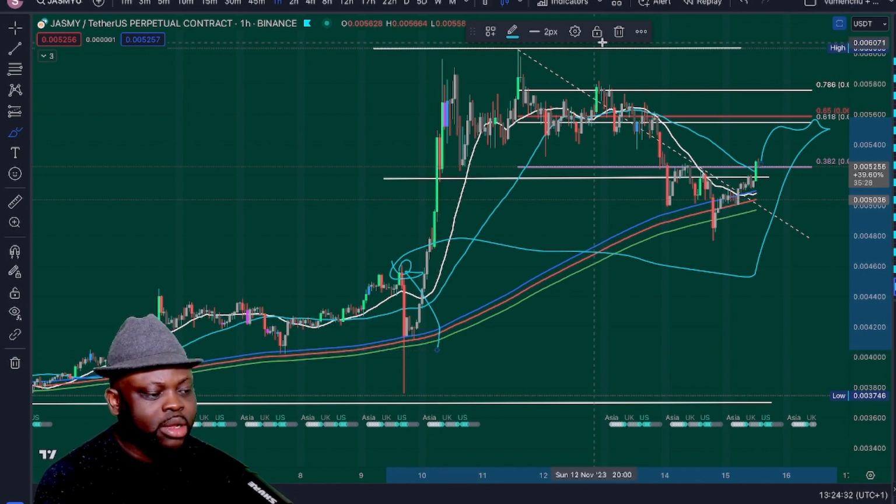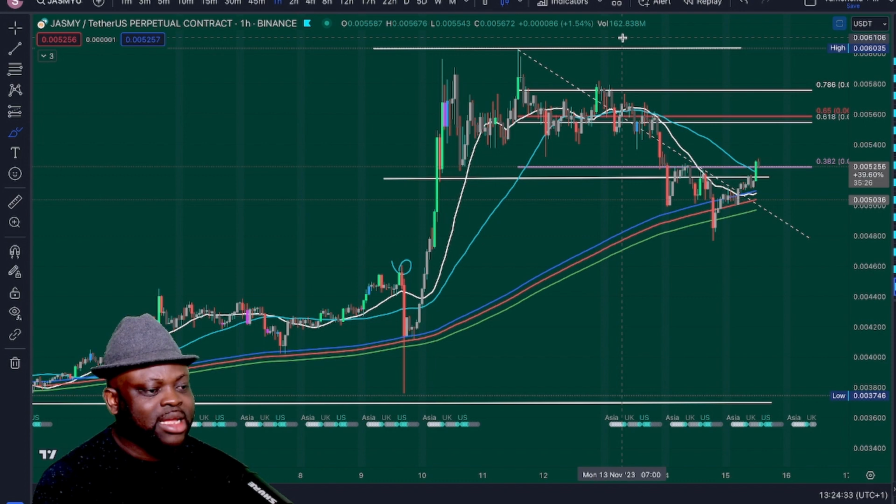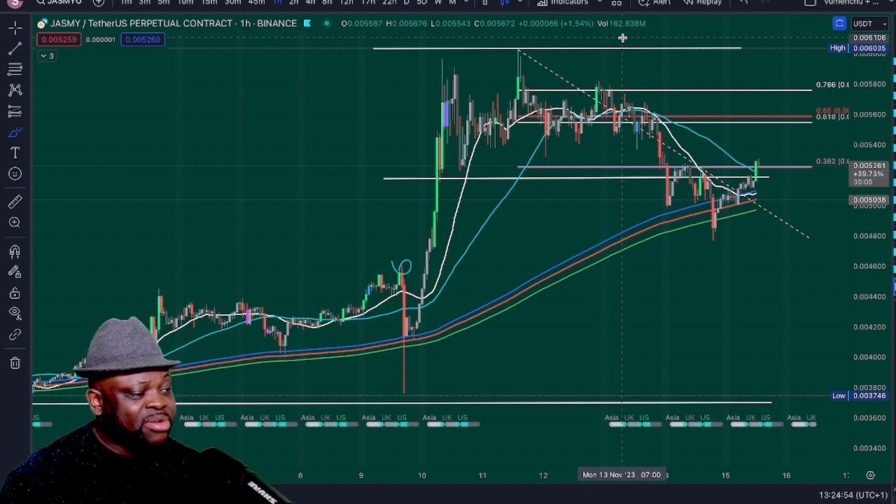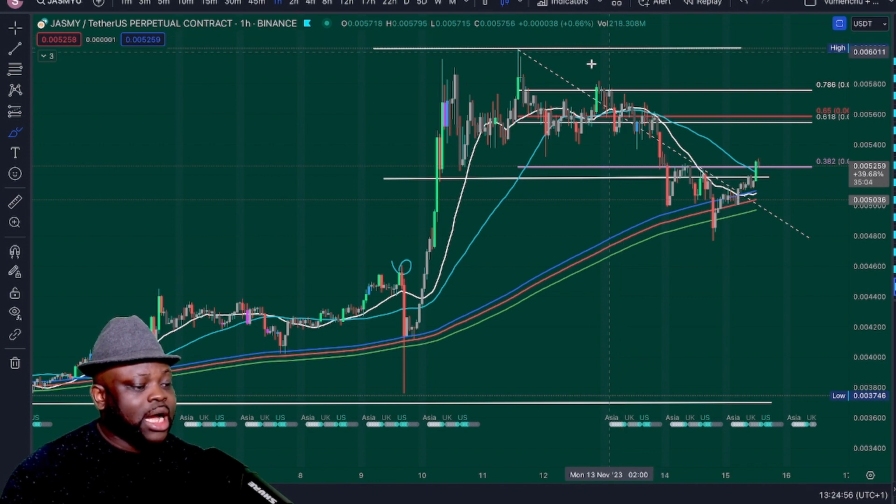So guys, this is a perfect setup. You can do this with any chart out there, any coin out there, any project out there. Just make sure you look at the structure. This is the 1 hour time frame. You can do this with any time frame. You can do it with a daily time frame, but do it on the time frame that you love to trade more, right?